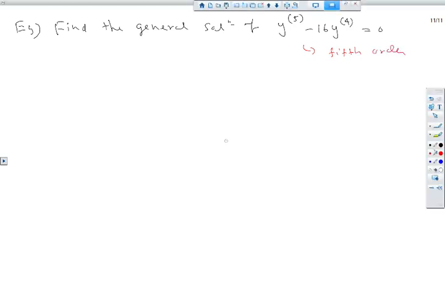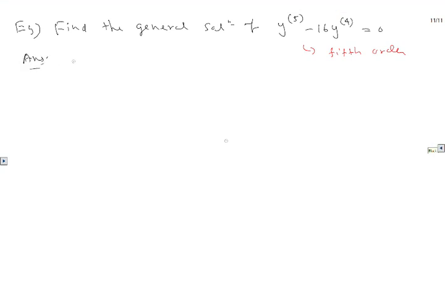So the next one is, let's say, find the general solution of y to the fifth power minus 16 y to the fourth power equals 0. It's a fifth order differential equation. The idea is very similar, so there's nothing new here. So the characteristic equation is simply lambda to the fifth minus 16 lambda to the fourth power equals 0.